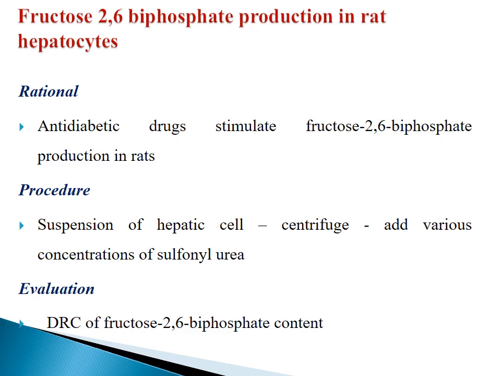In this procedure, rat hepatocyte suspension is taken. It is pre-perfused with 10 millimolar buffer solution for 30 minutes. It is centrifuged at 40 degrees Celsius for 15 seconds. The supernatant is removed and various concentrations of sulfonylureas are added. The evaluation parameter is DRCs of fructose 2,6 biphosphate content of isolated hepatocytes after addition of various concentrations of test and standard drug.